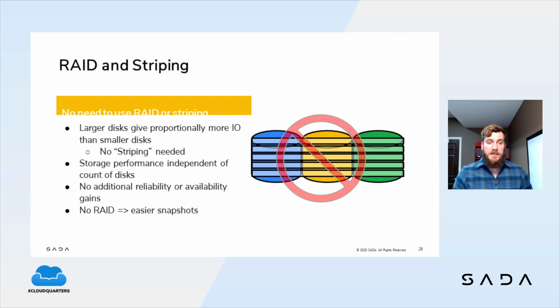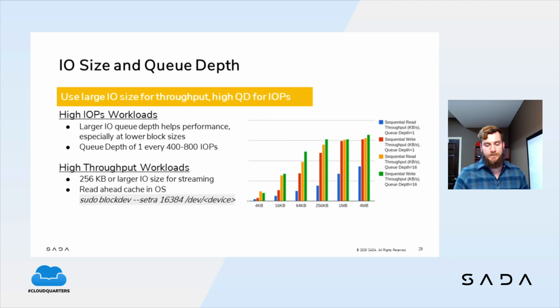As for RAID striping, there's no need to use RAID or striping to stretch this across multiple disks inside something like a virtual machine OS. We handle that all for you. So the recommendation here is to use a much bigger volume rather than having multiple disks. Your I/O will scale with the size of the disk. So use large I/O size for throughput, and for high IOPS workloads, a larger queue depth helps performance.